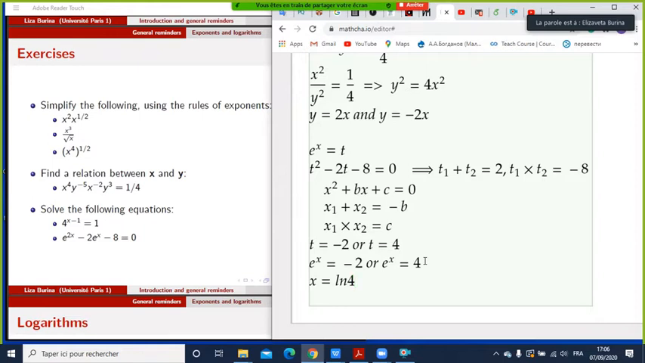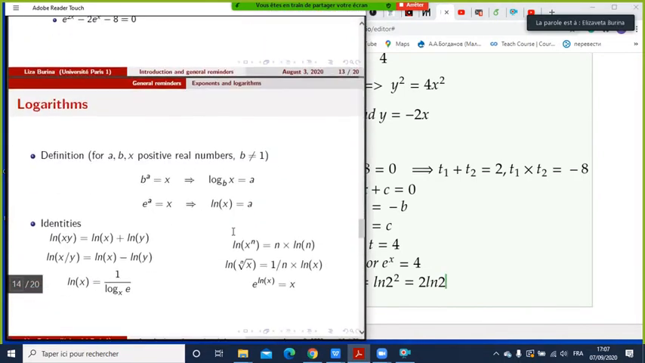And if you remember the rules of dealing with logs, you can see that this is natural logarithm of 2 to the power of 2. And that can be rewritten as 2 natural logarithm 2. If you don't remember anything about logarithms, well, the last part of the class is for you. And I really want to finish it today.